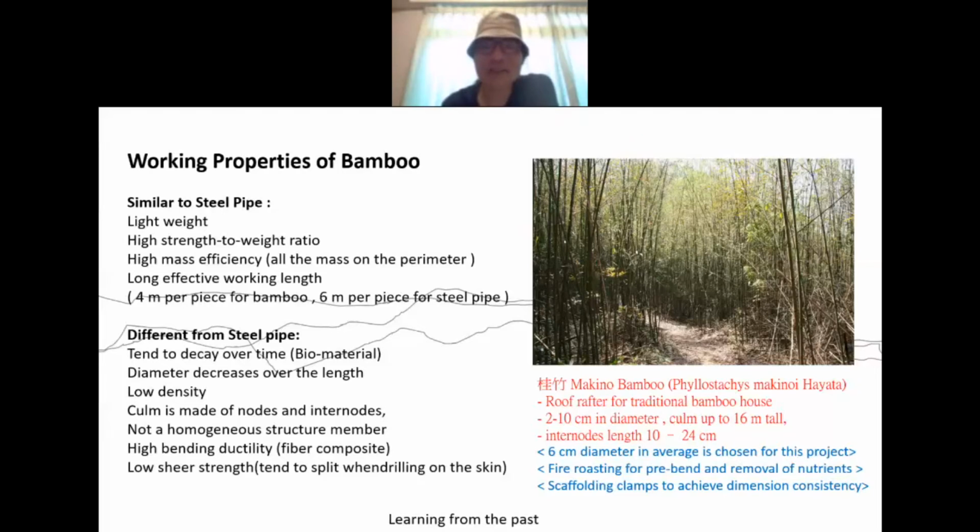And then the internode, between node to node, varies from 10 to 24 centimeter, but it's again closer to 20 centimeter. And the spec we use for this is 6 centimeter diameter in average. And we also use a fire roast.